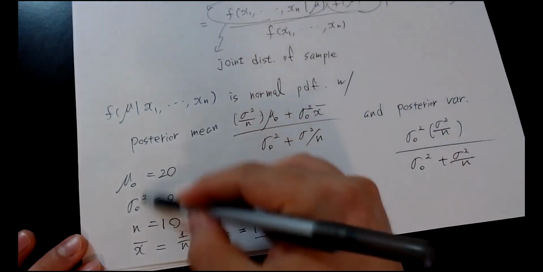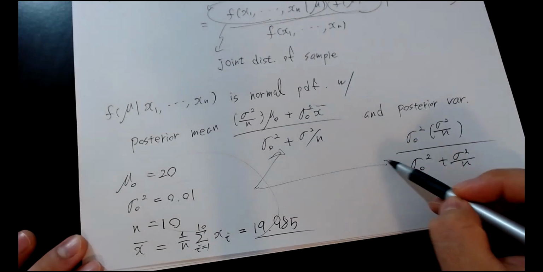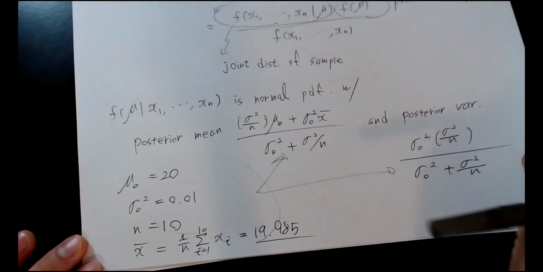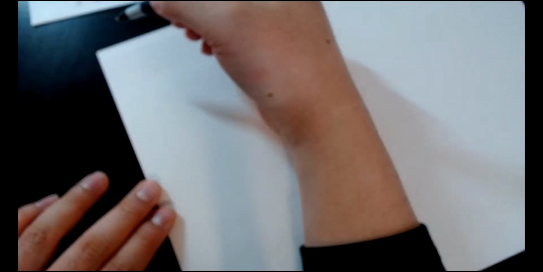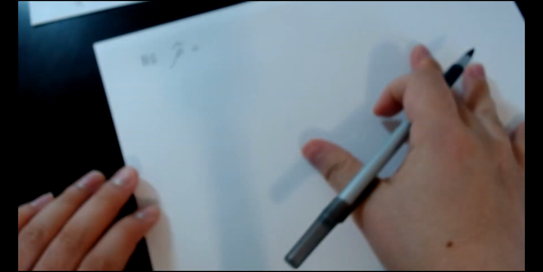So we're going to plug these numbers into here and here, okay? Now we're going to get this. Then the Bayesian estimate, let's say BE, Bayesian estimator, mu tilde is equal to... give me a second, let's see.